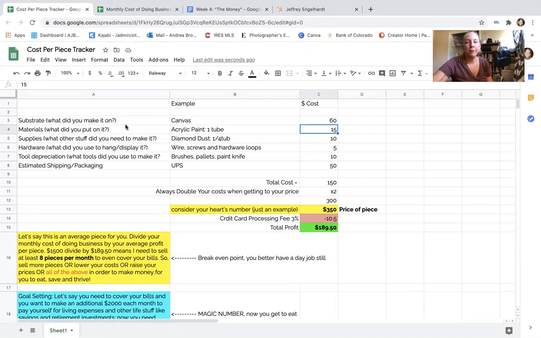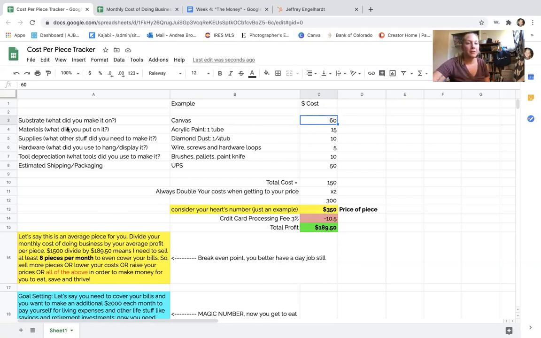Okay, what did you make it on? All right, that's your substrate. Is it metal, canvas, paper, sculpture? What is it made on? All right, and what did that cost you? Just the raw material, what did it cost you? If you bought in bulk, take that bulk price divided by how many pieces you got for that bulk price, and that gives you your price for one.